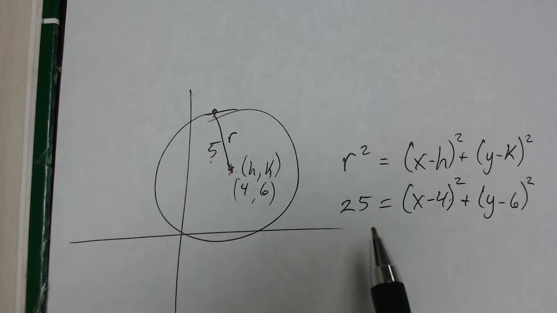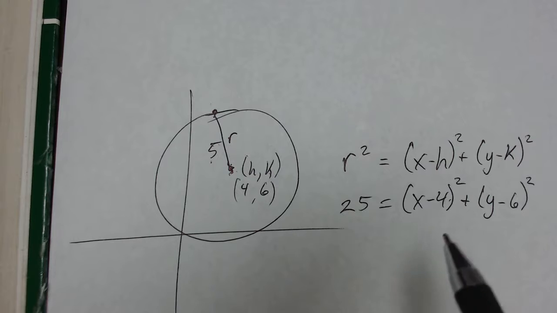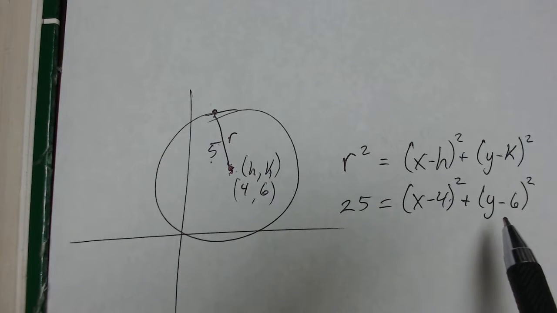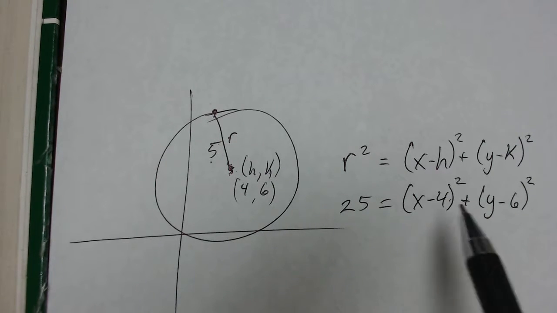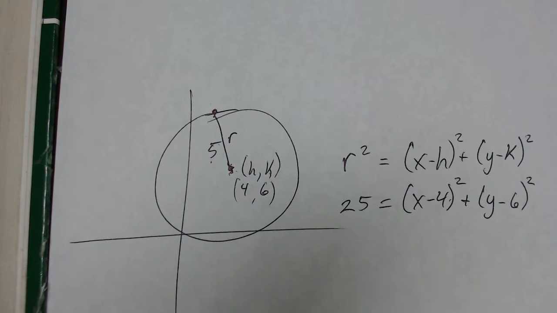So we can see this information. If we take this number, we find the square root of it, we have the length of the radius. If we take the opposite of negative 4 and negative 6, so we take the opposites, positive 4, positive 6, that gives us the center of our circle, and then the square root of this number gives us the length of our radius.